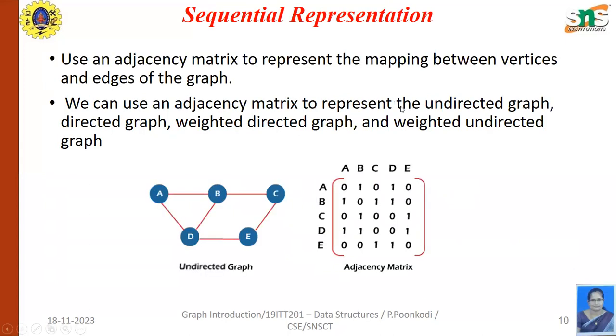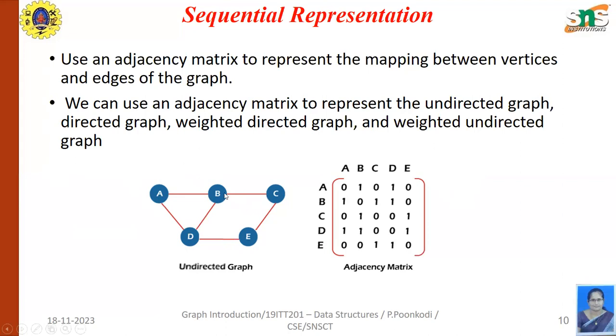This is the sequential representation. We have already discussed that it uses the adjacency matrix. It maps the vertices and edges of the graph. Here, if you consider vertex A, it is connected with vertices B and D. So here it is marked as 1, and the other vertices are marked as 0.